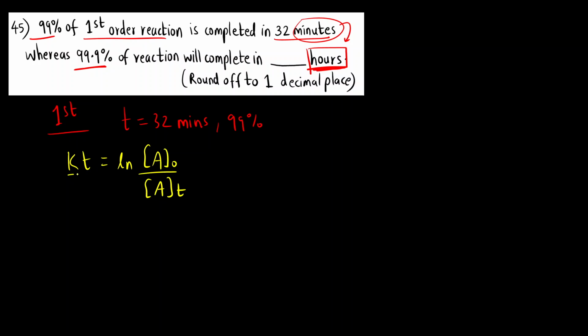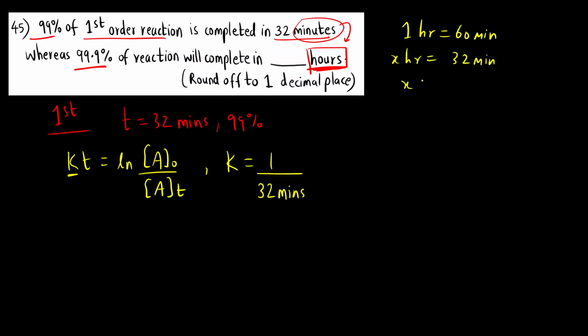What we have to find out first is the rate constant. k is equal to 1 by 32 minutes. I want the answer in hours, so I will convert this to hours. 1 hour is 60 minutes. So 32 minutes will be how many hours? Let's say x, so x will be 32 divided by 60. I have to divide this by 60, and now my unit is hour. I can bring it to the numerator into ln of initial concentration.